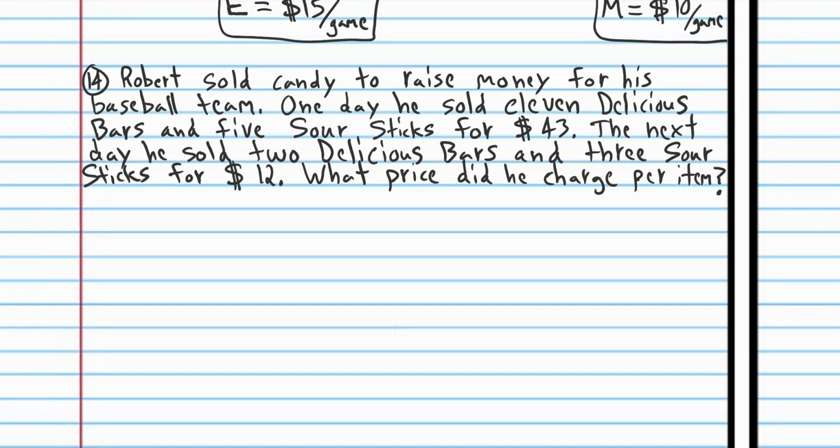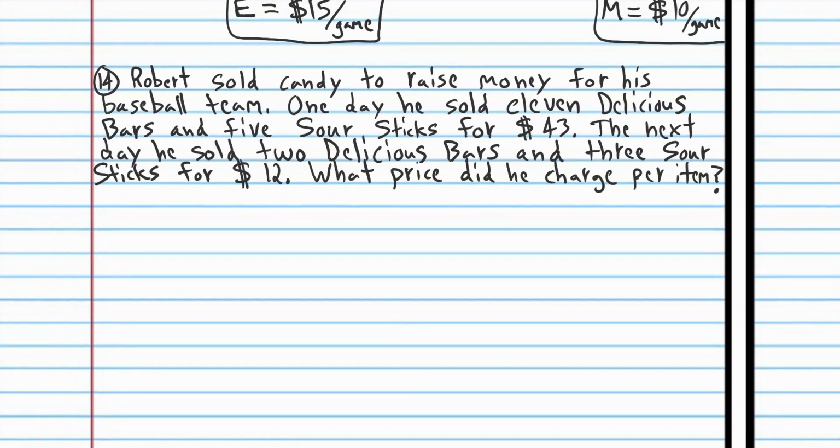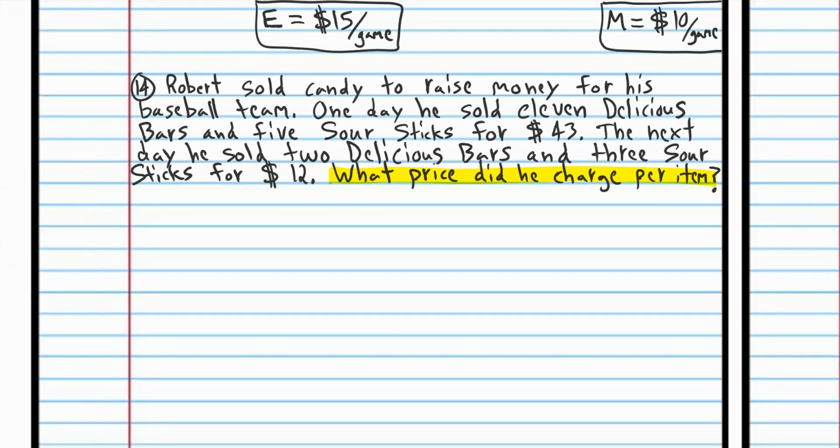All right, we're back. What price did he charge per item? So D is the price per delicious bar.